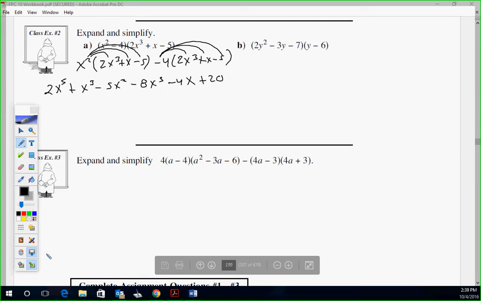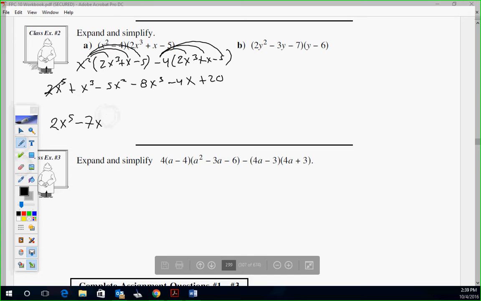All right, so to continue, we're going to go ahead and finish combining like terms here. I have no other x to the fifth, so I keep my 2x to the fifth. Again, it does help to cross them off as you do them. Then I have an x cubed and a negative 8x cubed, so that's going to be 1 minus 8. That's a negative 7.